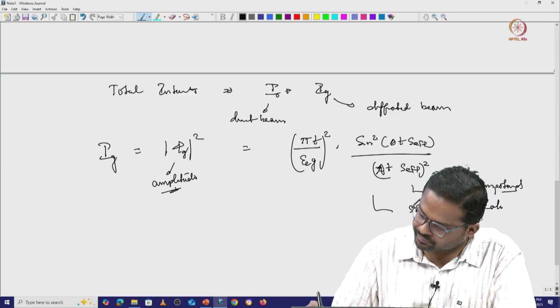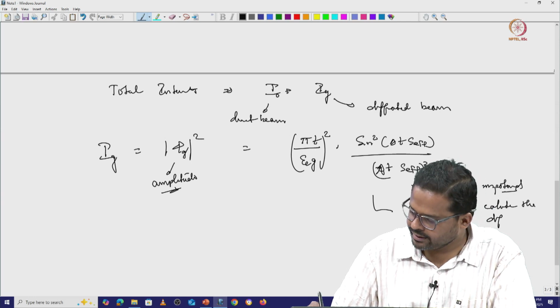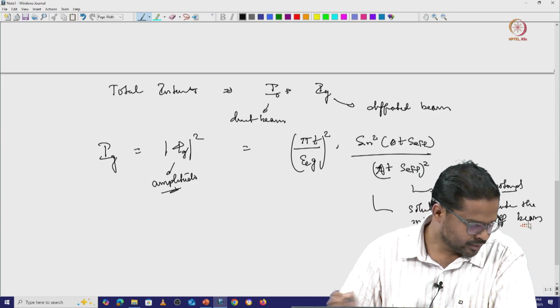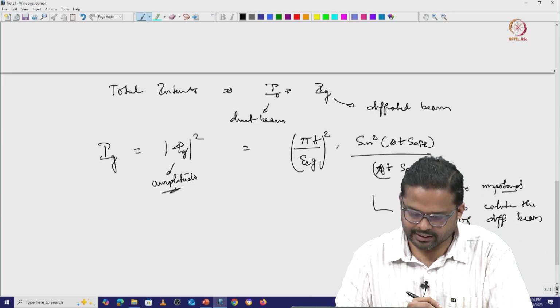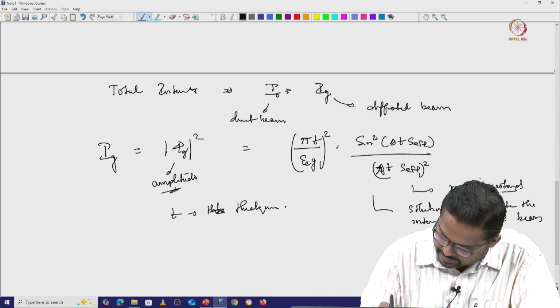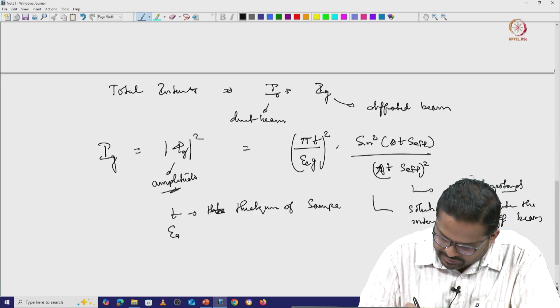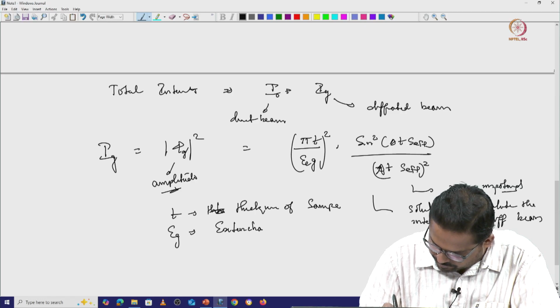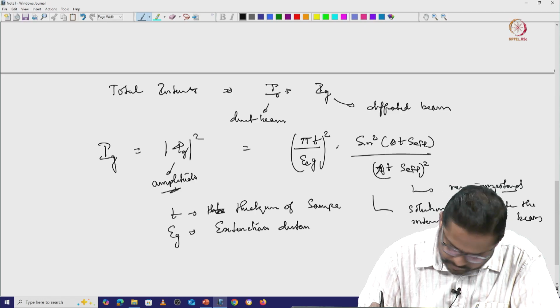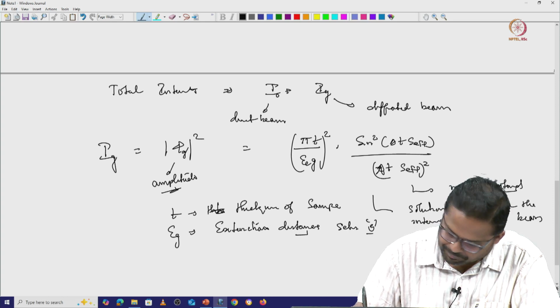Okay. And this particular equation, Ig equal to, this is the solution to calculate the intensity of the diffracted beam. Okay. So, here there are several terms in the equation. The t is thickness of sample. Psi g is the extinction distance of the selected g vector. Okay.